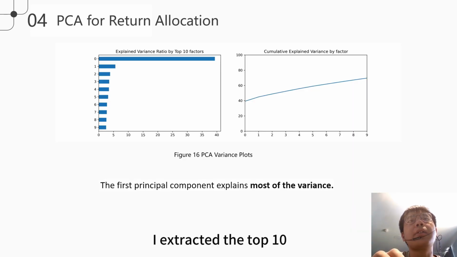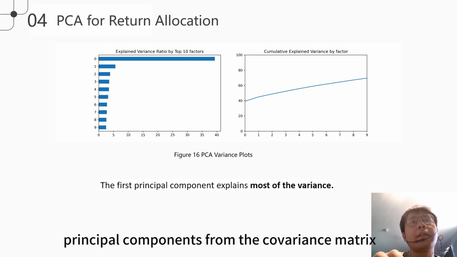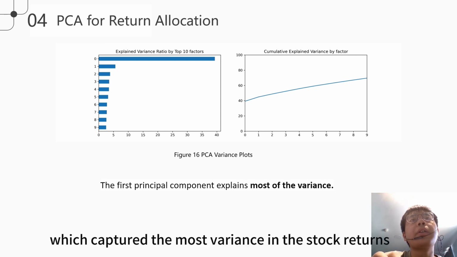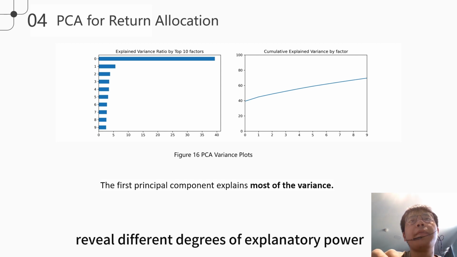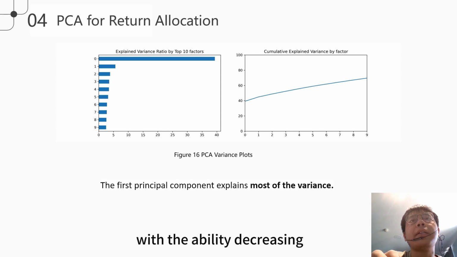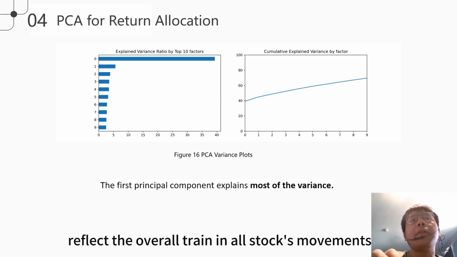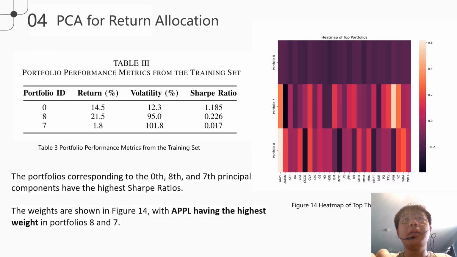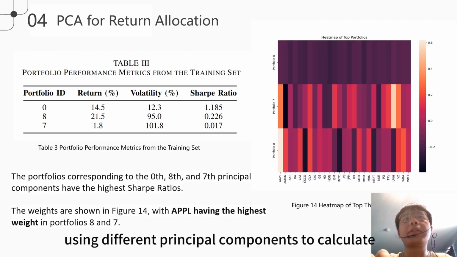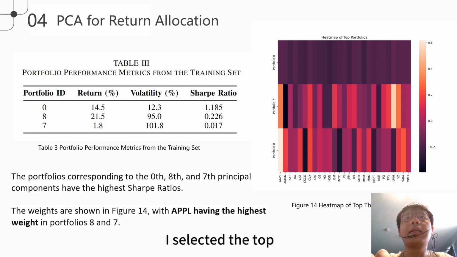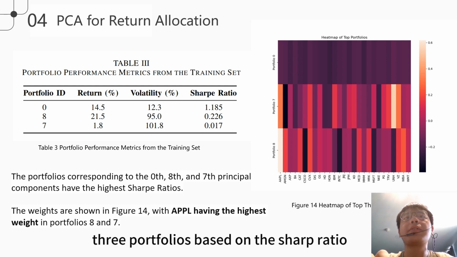I extracted the top 10 principal components from the covariance matrix, which capture the most variance in the stock returns. These components reveal different degrees of explanatory power, with the ability decreasing. Principal component 0 reflects the overall trend in all stock movements. Using different principal components to calculate the portfolio, I selected the top 3 portfolios based on the Sharpe ratio.